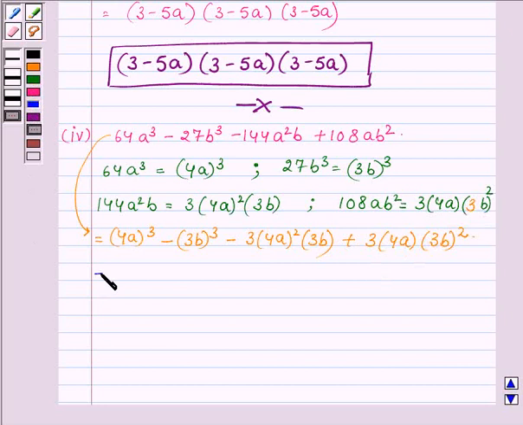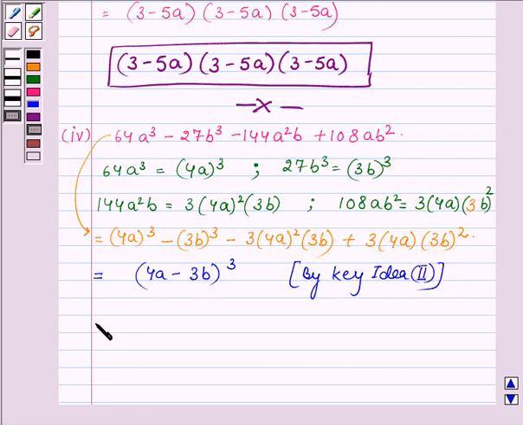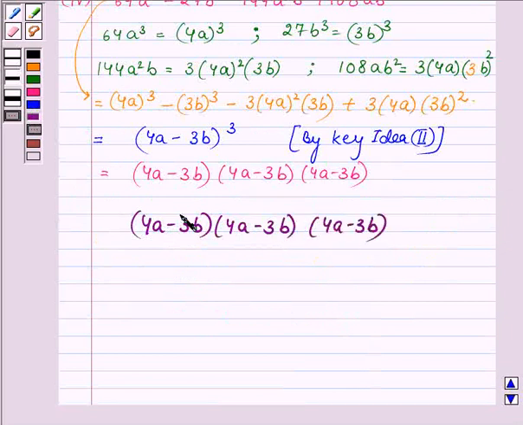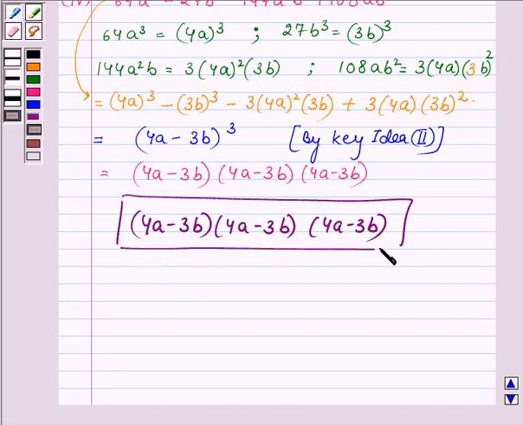Now, this is further equal to 4a minus 3b whole cube, and this is by our key idea 2, where x is 4a and y is 3b. So, this is further equal to 4a minus 3b into 4a minus 3b into 4a minus 3b. Hence, when factorizing the fourth part, we get our answer as 4a minus 3b into 4a minus 3b into 4a minus 3b, which completes the fourth part.